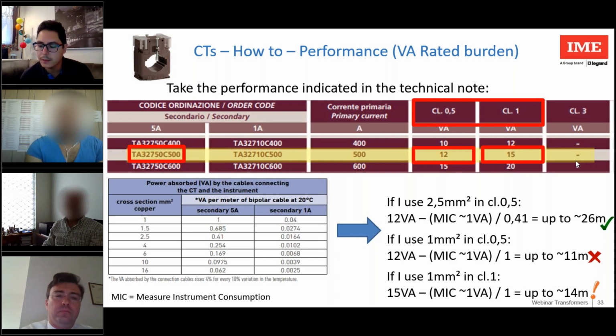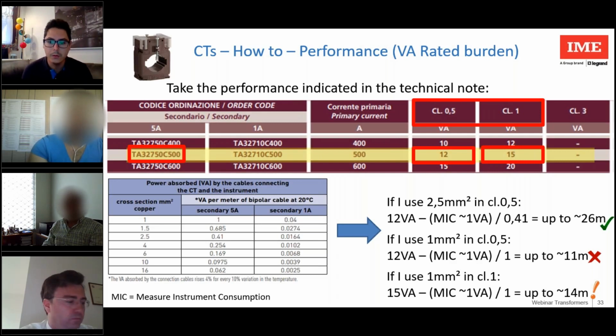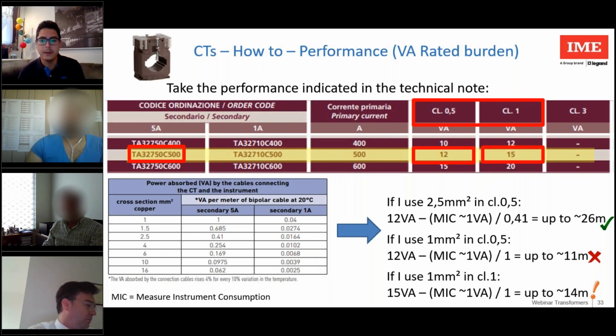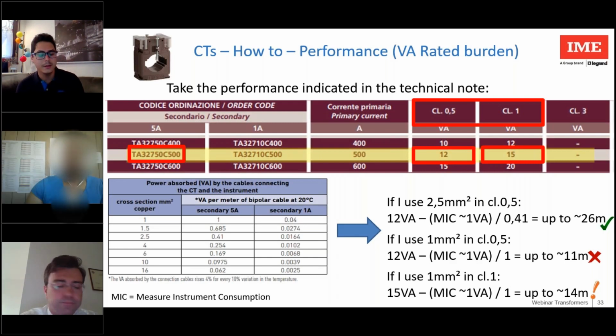That does not mean that below the 5% or the 1% you don't measure anything. You measure from more or less 20 milliamps of the current, but they are out of class. They increase the error, the angle error. So the vector of the current is not correctly reported to the secondary. So it measures, but out of class with a high error.